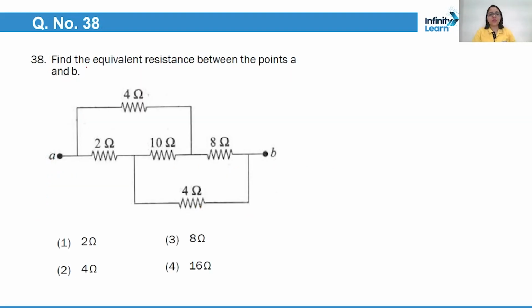Question number 38. Find the equivalent resistance between the points A and B. So you can see that 2.4, 4 upon 8, 1 by 2, 1 by 2.